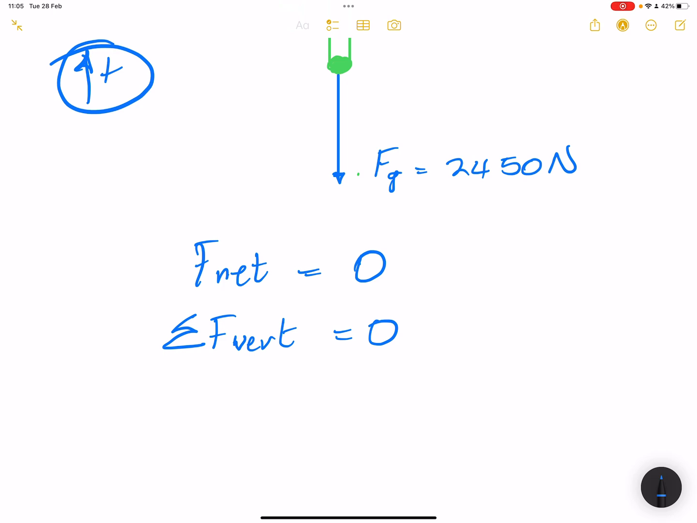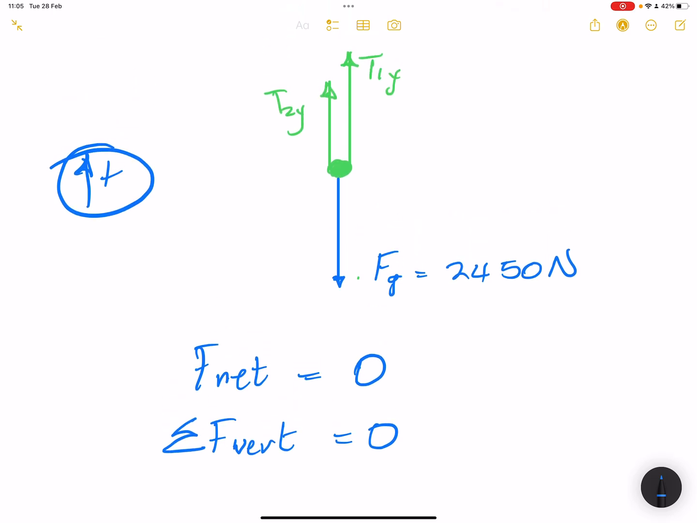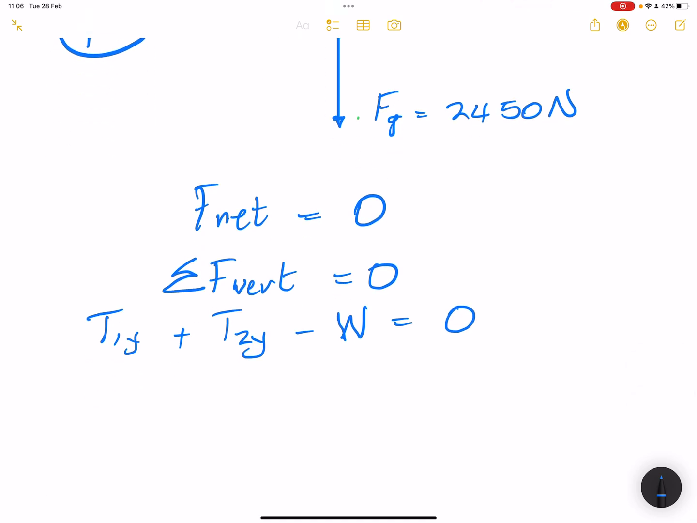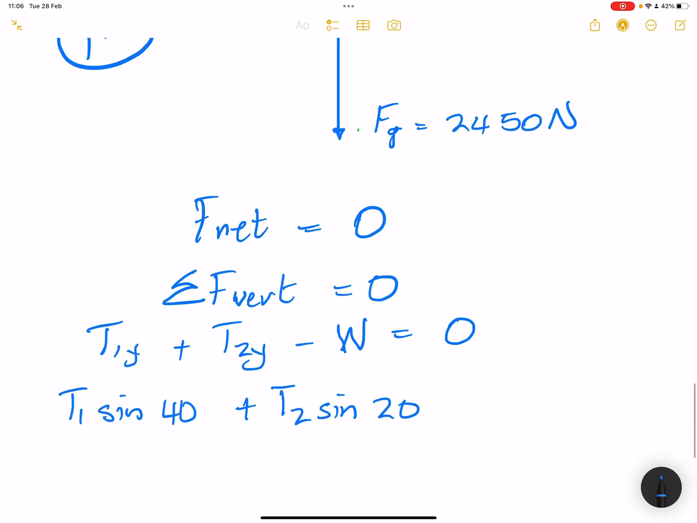So that means in this case, note, both forces are acting upwards. So it means T1y plus T2y minus the weight, or we can say the force of gravity, all of that is equal to 0. So we know this is going to be T1 sine of 40 plus T2 sine of 20. We've already established that. All of these are equal to, I'm taking the weight to the other side, so it becomes positive 2450.